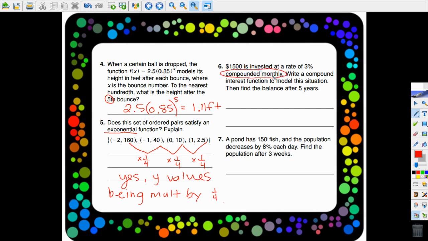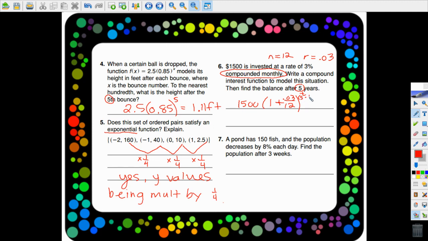All right, number 6, we're investing money compounded monthly. As soon as you see compounded, we're going to use that compound interest formula. So monthly means my n value would be 12. I need my rate as a decimal, 0.03. My time in this case is 5, and my initial amount is 1,500. So 1,500 times 1 plus 0.03 divided by 12 raised to the 5 times 12.